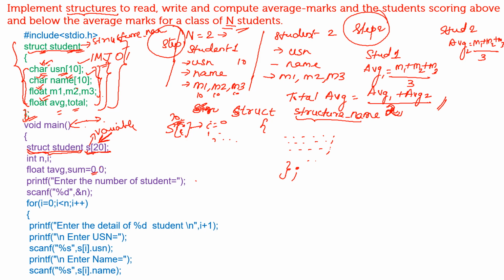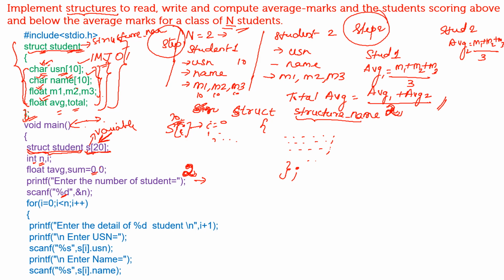Okay, so what is your step one? You are going to enter the number of students. So for example, I am taking the number of students is equal to 2, where it will go and store scanf percentage d. It will be storing in your n. Since n is an integer, the format specifier is percentage d.